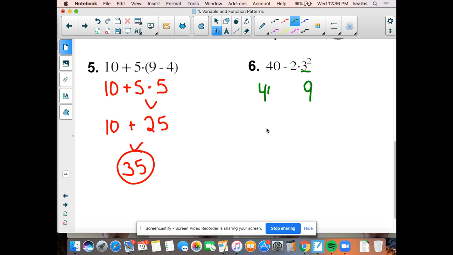We'll drop the rest of our problem down. 40 minus 2 times 9. We figured out that there is no parenthesis. We solved the exponent. Now we're moving on to multiplication and division, and I notice right away that 2 times 9 is going to be 18. And then I'm going to drop 40 with the subtraction symbol down, and we know that the very last step you're always going to want to do is either addition or subtraction, and in this case, it is subtraction. 40 minus 18.